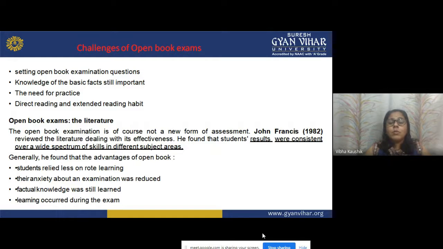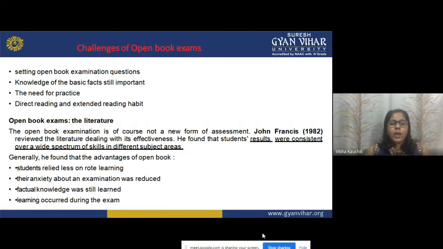exams, as the questions are made or designed in such a way that they will arouse critical thinking and higher level cognitive learning, and are not based on the memorization of the student, recall and recognizing the information. So, setting up a question paper for open book exam is the biggest challenge for the teacher.